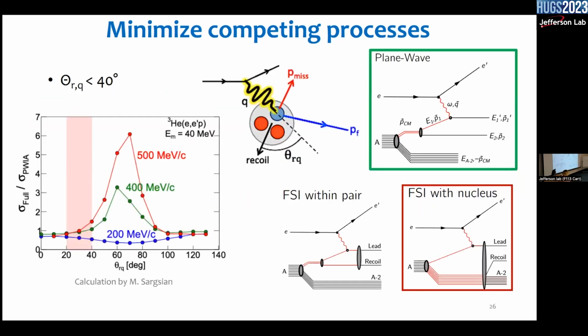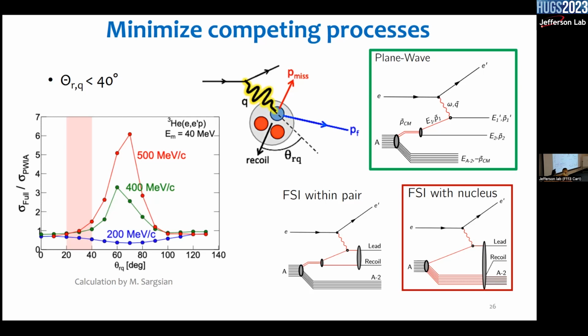Then we can also minimize competing processes of final state interactions. We have to consider the final state interactions between the pair of nucleons, where after you've interacted with them, they rescatter between each other before exiting the nucleus, or final state interactions with the nucleus itself. From here, we can make kinematic selections, right? We can choose the angle between the nucleon and the Q vector, and we can minimize that angle because we have a pretty good picture of what this looks like.